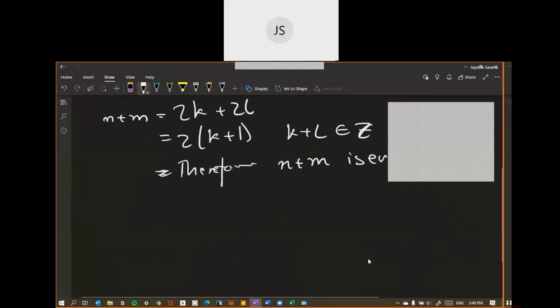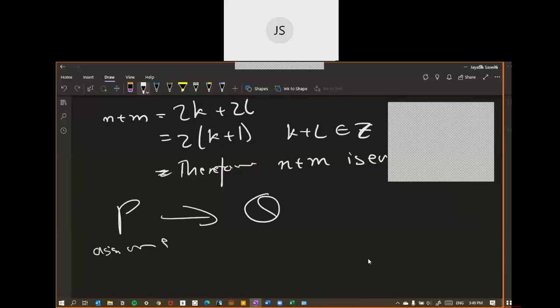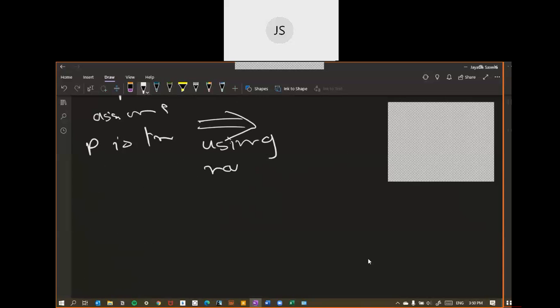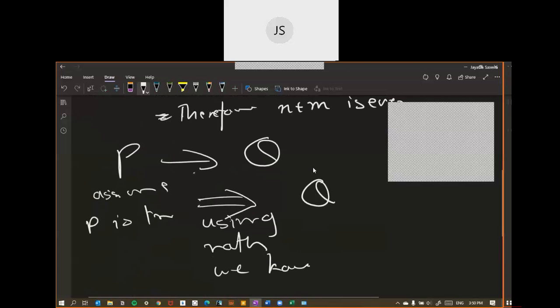So if you have an if-then statement, so if P implies Q, in a direct proof you assume that this part is true, you assume P is true, and using the mathematical techniques you know, I'm drawing this arrow, but this does not mean implication. So this means implication. Using mathematical techniques we get Q. And this is the form of proof that is called the direct proof.